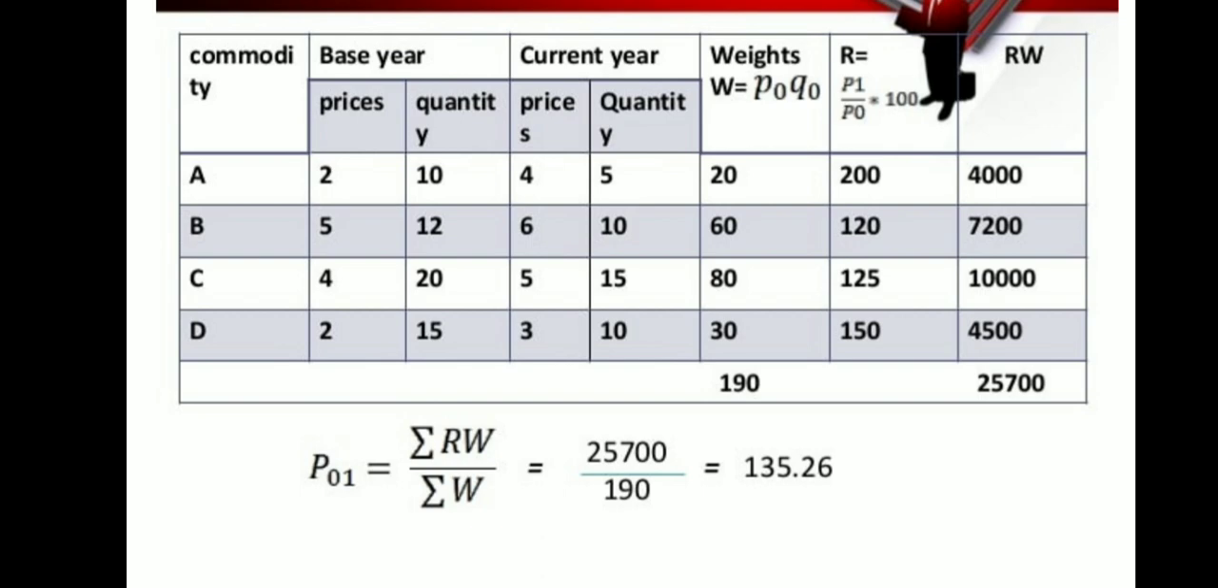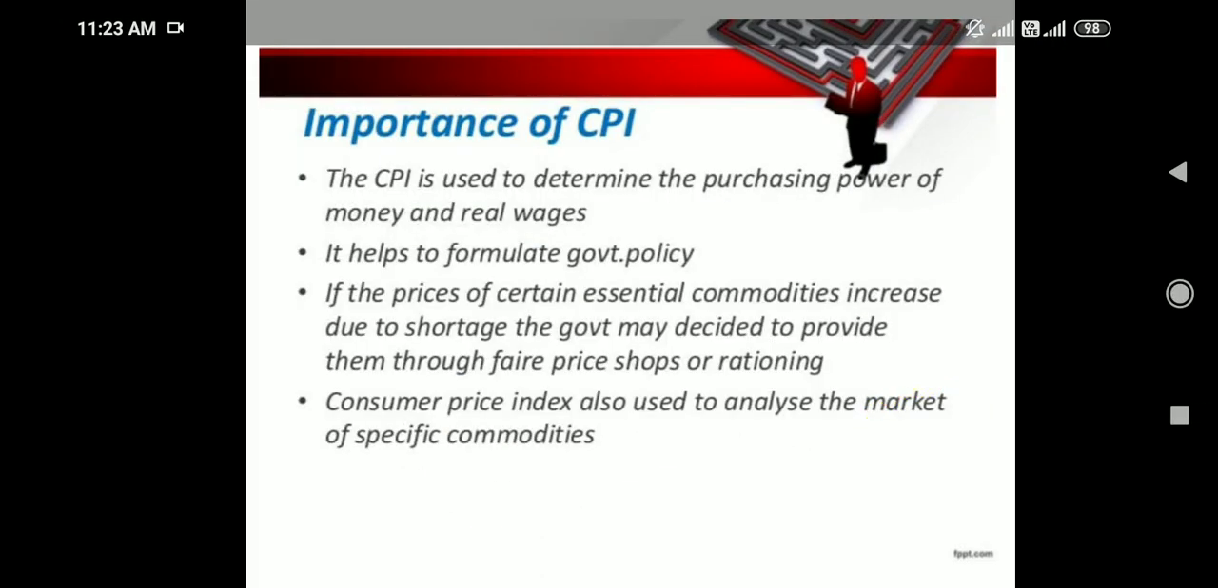Now take the sum for the W and RW and apply the formula P01 equal to sum of RW divided by sum of W, that is equal to 25,700 divided by 190, that gives you 135.26.